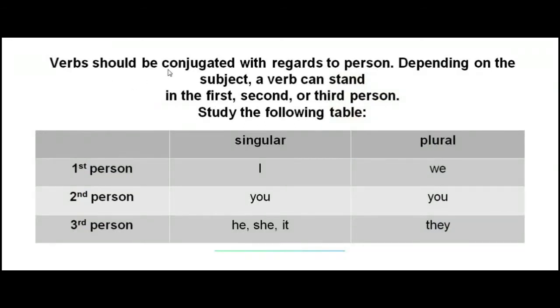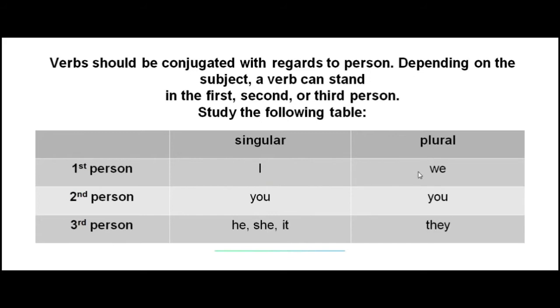Remember, the verbs should be conjugated with regards to person. Depending on the subject, a verb can stand in the first, second, or third person. Now let's have a look at the table below. When the subject is in the first person and it's singular, we use I.